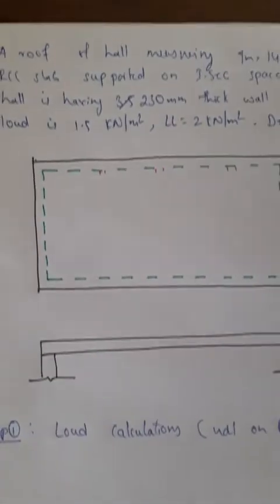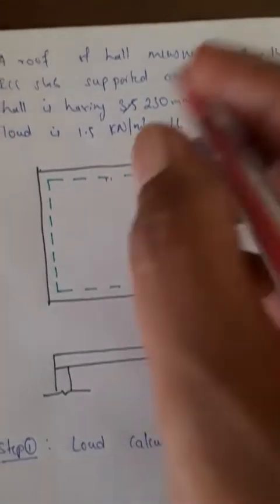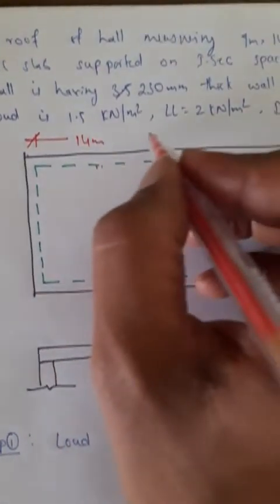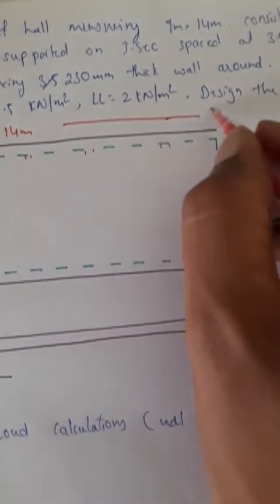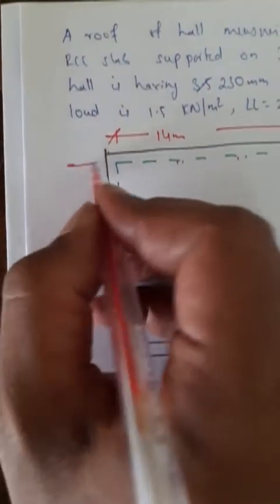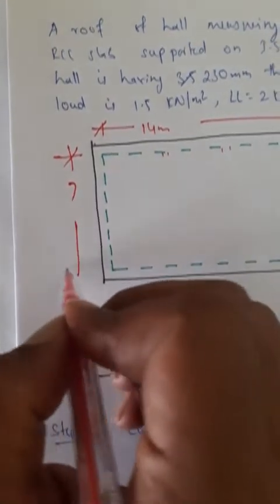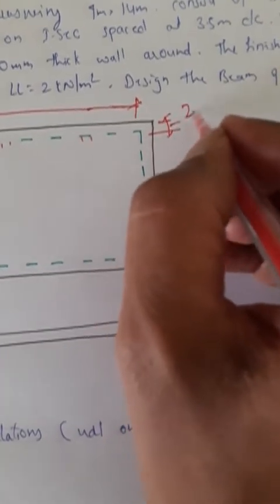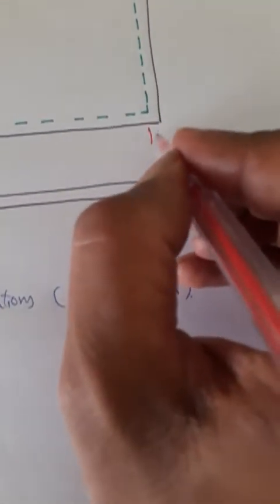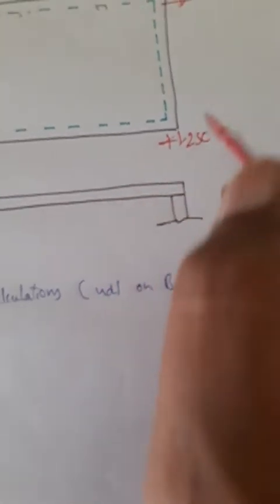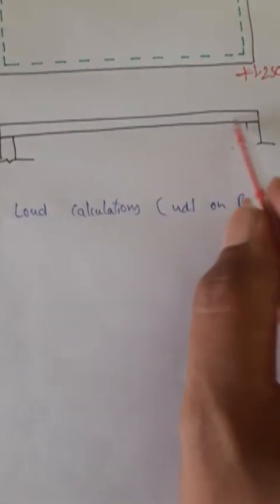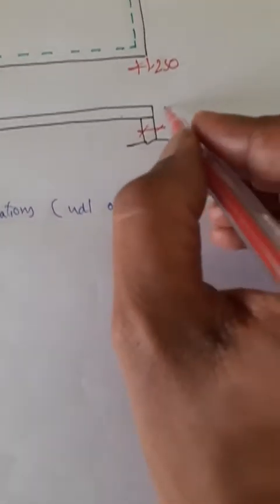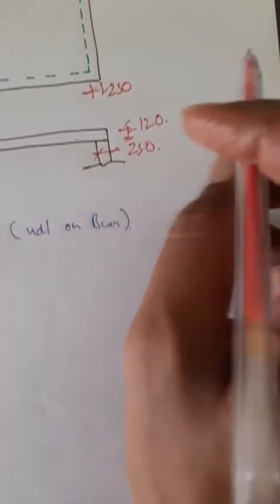Say this is the hall. So 7 meters by 14 meters, these are internal dimensions. 14 meters, 7 meters, internal dimension in plan. Next, 230 mm wall. So from here to here, this is 230, and here to here this is 230. If I have to draw the cross section, it will look like this. This is the slab, walls, and thickness of the slab is 120 mm.